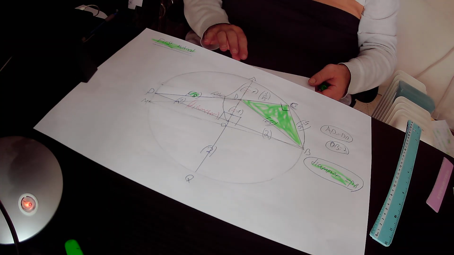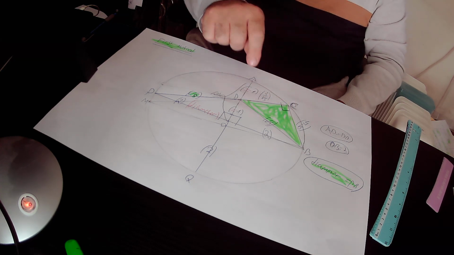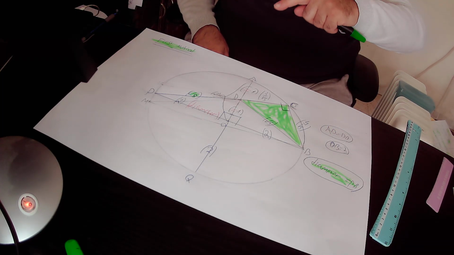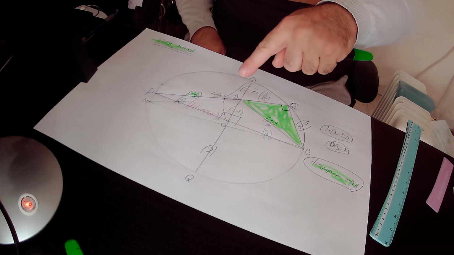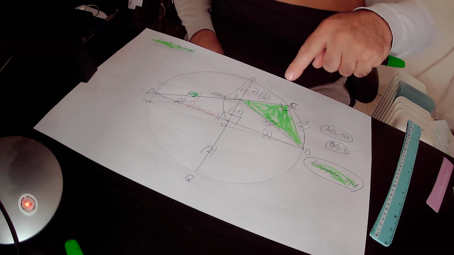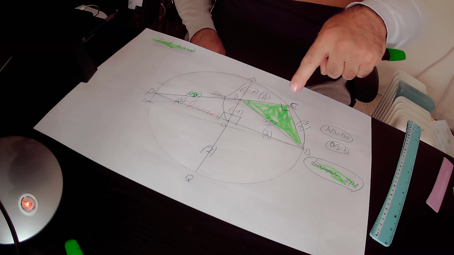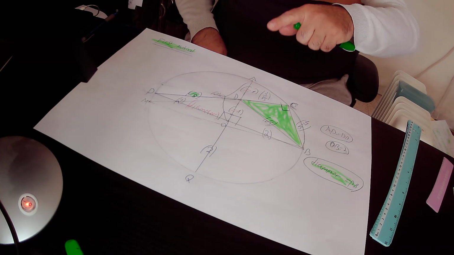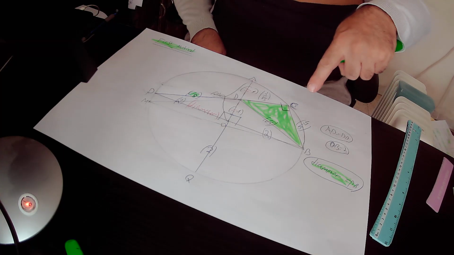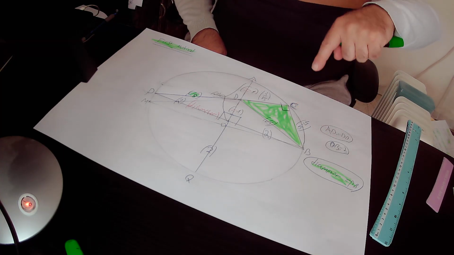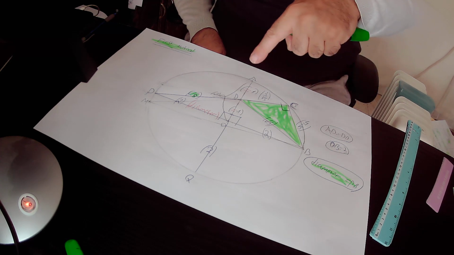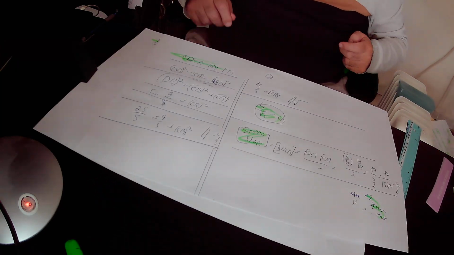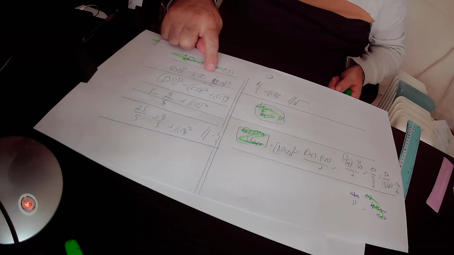In the next step, we implement the Pythagoras theorem on this right triangle DCB. According to the Pythagoras theorem, in this right triangle DCB, DB squared, that is the square of the hypotenuse, equals DC squared plus CB squared. Again, DB squared equals CD squared plus CB squared.